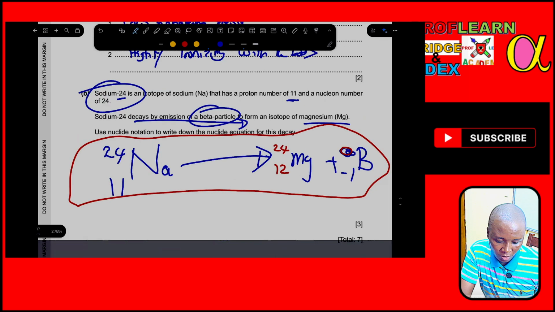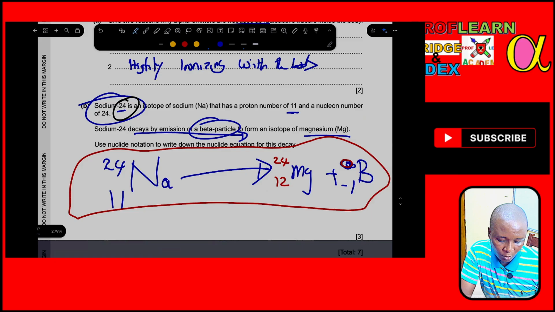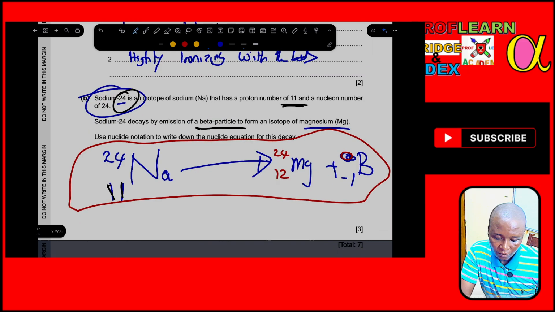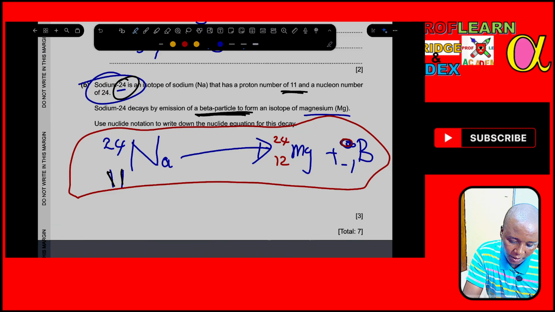Use nuclear notation to write down the equation. We remember we were having sodium 24 and it has 11 protons, so 24 is the mass number and 11 is the atomic number, but it decays giving alpha particles. We are told here it decays giving alpha particles to form magnesium. But remember, beta, not alpha, sorry. It emits beta particles. So beta is 0, -1.